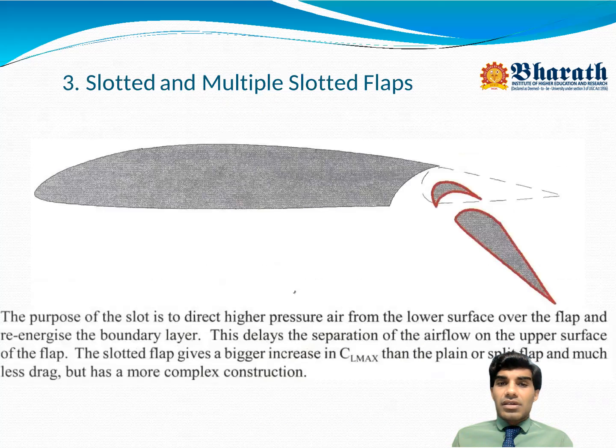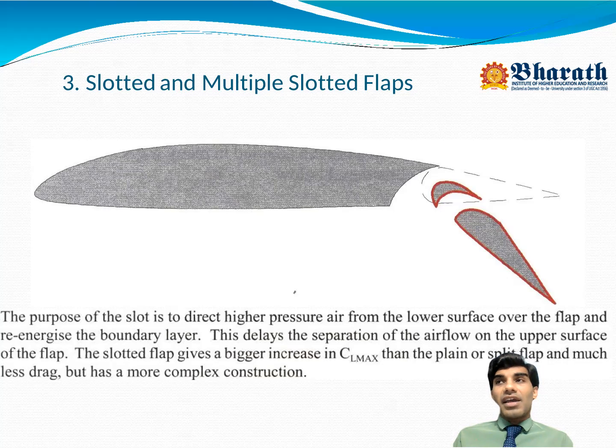Okay, then the third, slotted and multiple slotted flaps. So as you can see in the figure, we can see the two or three slotted flaps. In this way, it can increase the surface area, it can generate more lift. The purpose of the slot is to direct higher pressure air from the lower surface over the flap and re-energize the boundary layer.